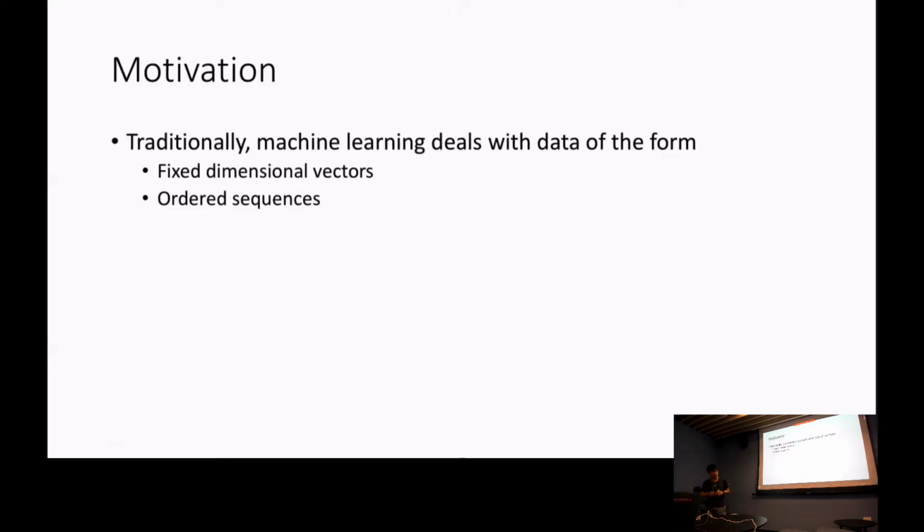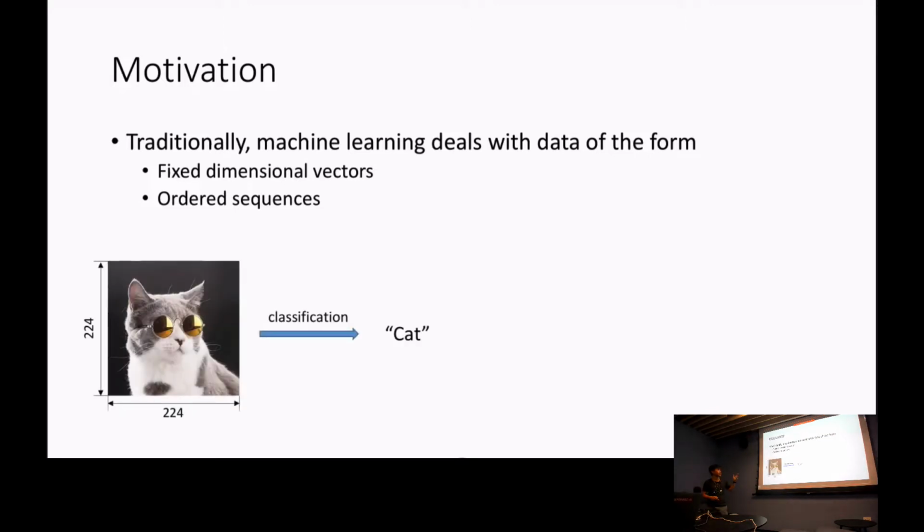So let's start. We are working with machine learning, and traditionally machine learning deals with data in the form of fixed-dimensional vectors, for example, images. Even though we have images of different sizes, when we actually learn from the image, we rescale it, we crop it to a certain size, and then we learn a model. In this particular case, for example, the image is resized to 224 by 224.